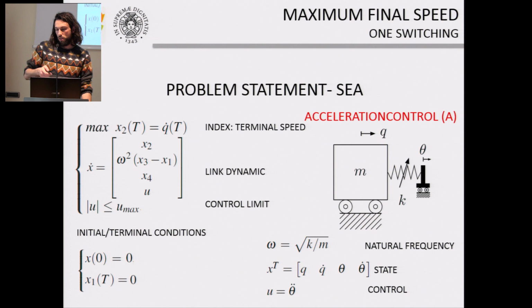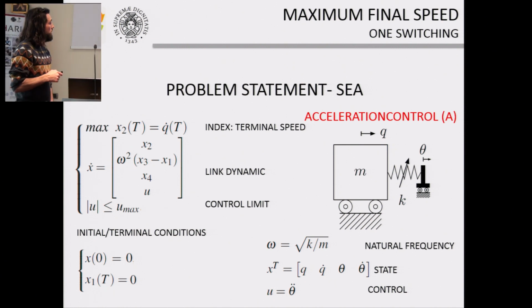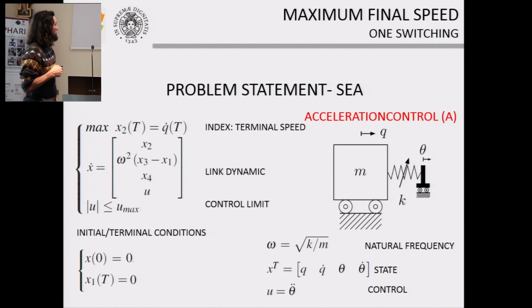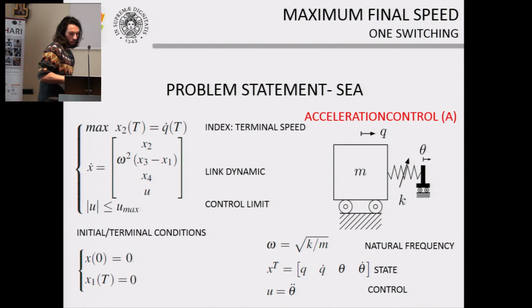And then we studied the problem in which we assume to control the acceleration of the motor. Okay, so basically what happened to the dynamic is that we need one state more again, that is the velocity of the motor, and then its derivative is the new control.